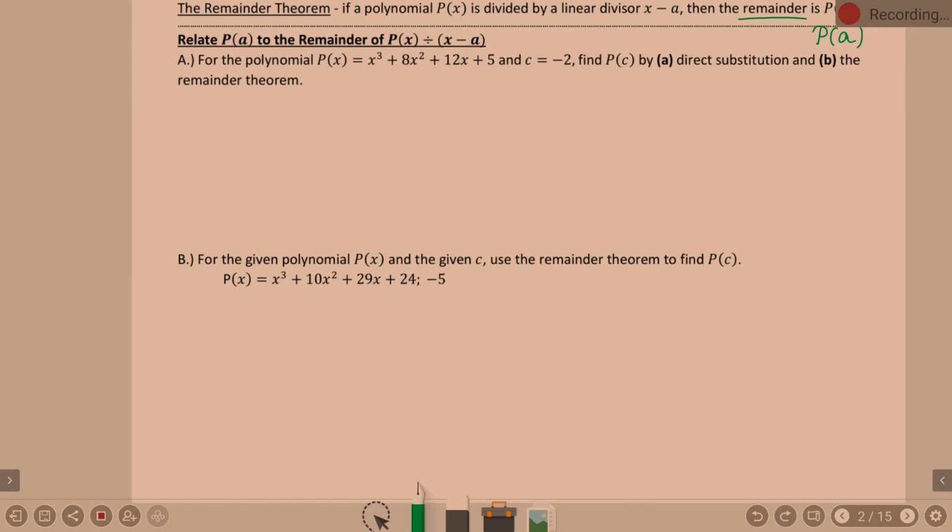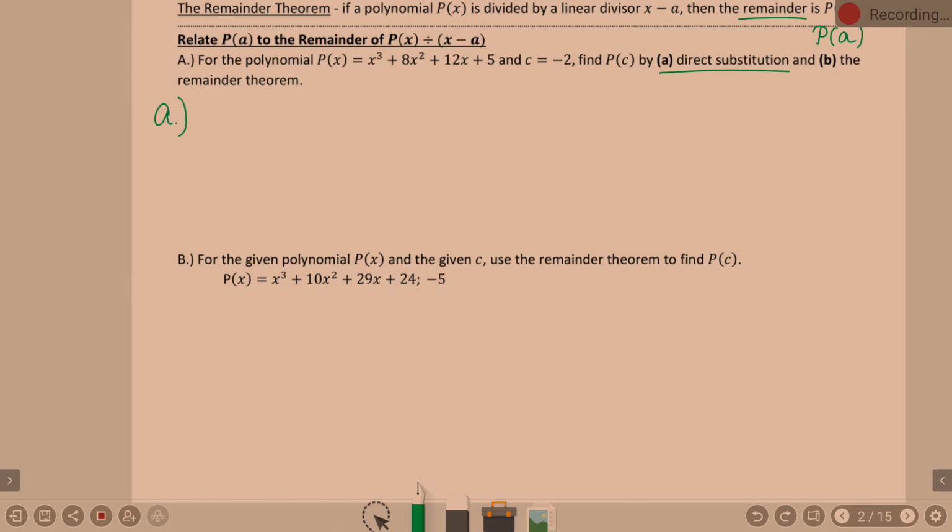So, in example A, they give us the polynomial p of x, and they give us, I don't like the way they do this, this c value of negative 2. And they say find p of c, so basically they're using c instead of a, in two different ways. A is by direct substitution, and B is by the remainder theorem, which is basically synthetic division. Okay? Now, I want to talk about A first.